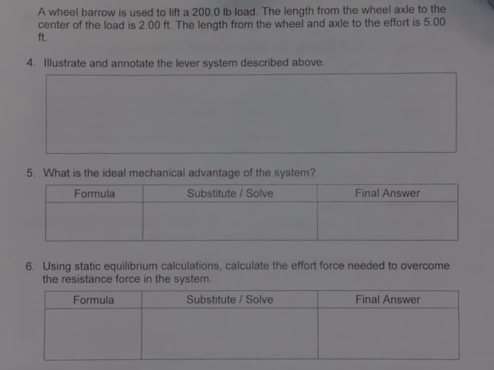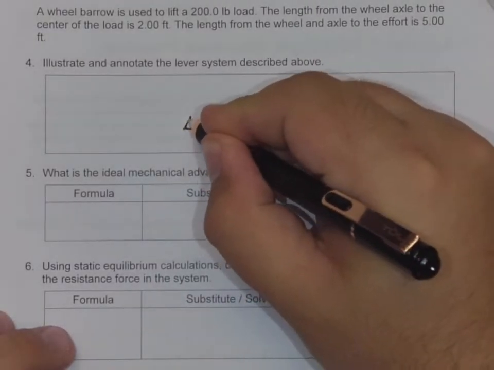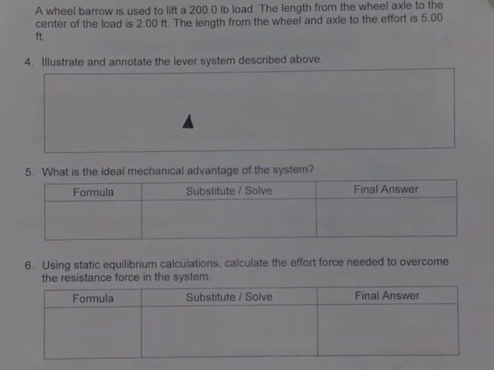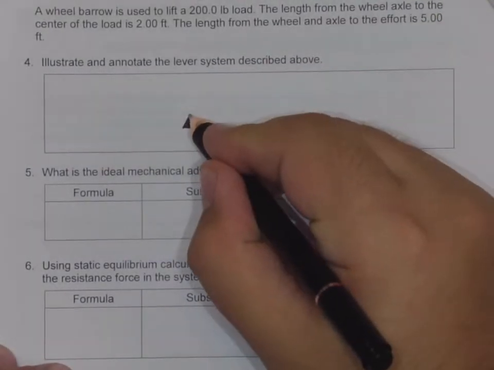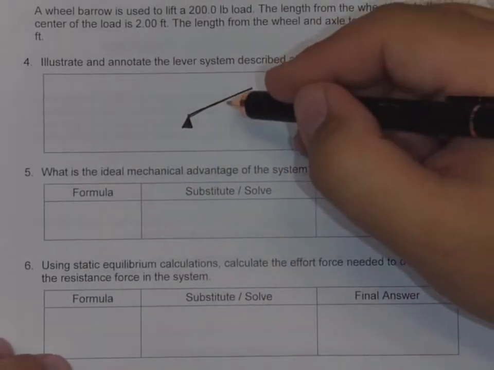A wheelbarrow is used to lift a 200-pound load. The length from the wheel axle to the center of the load is 2 feet. The length of the wheel and axle to the effort is 5 feet. So here's our sketch. Imagine we have a fulcrum right here at the ground. A wheelbarrow is going to have a wheel that goes through and has a little bit of a pivot point here for a second class lever.